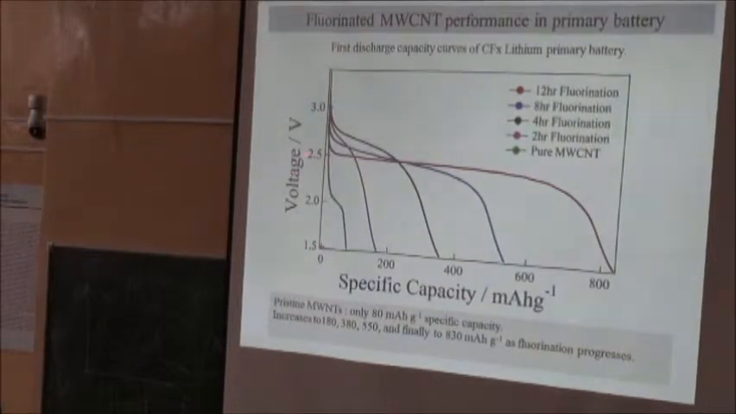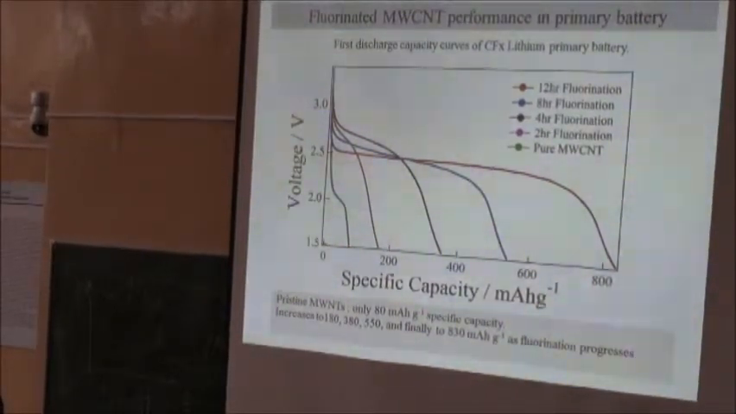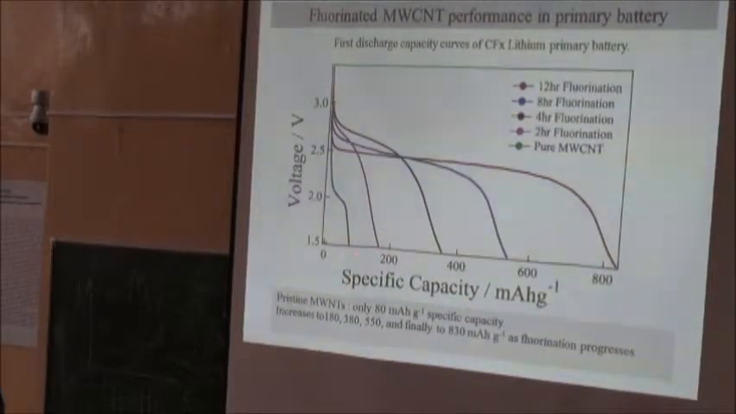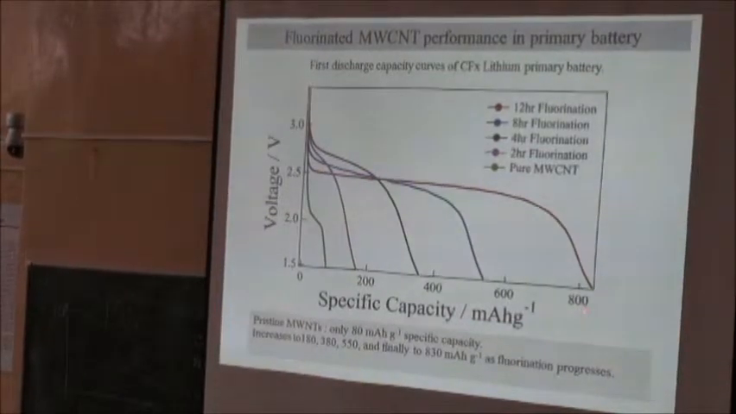This is the multi-walled nanotubes before fluorination. It has a very small capacity, less than 100 milliampere hours per gram. If I fluorinate for 2 hours, the second curve, it increases to close to 200. After more and more fluorination, after 12 hours, you get more than 800 milliampere hours per gram. This is probably the highest CFX performance I have seen. This is a very large number for a CFX battery.